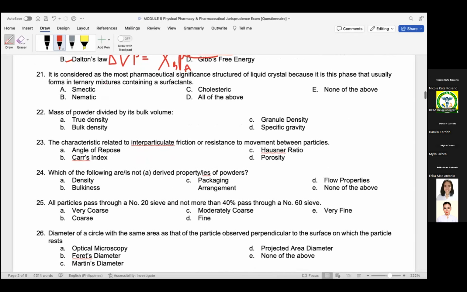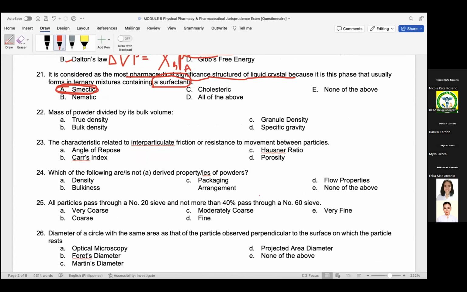Next, it is considered as the most pharmaceutically significant liquid crystal because it is the phase that usually forms in a ternary mixture containing a surfactant. So, what was the pharmaceutical importance again? Smectic, letter A. Number 21, the correct answer is letter A.